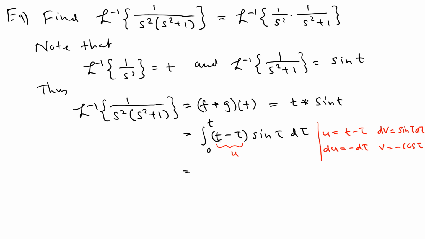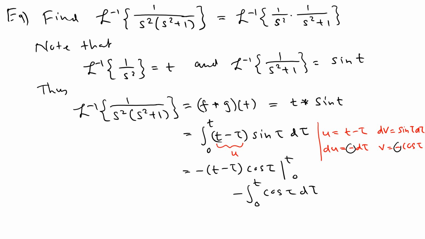So we have the UV product, so that is negative (t minus tau) cosine tau evaluated at t and 0, and then the next one is minus the integral of u minus v du. You can see that there are two minus signs here, and with the minus sign in the formula, you end up with a minus sign. It's a minus integral of v du, that means the integral from 0 to t of cosine tau d tau, and then what you can do is plug in the values and simplify the integral.